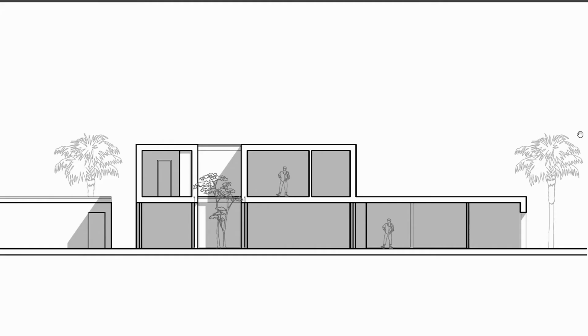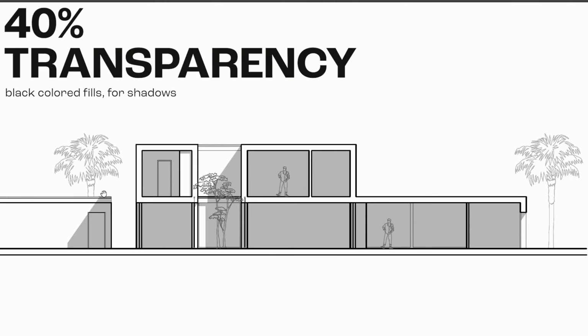You can use them for materials or shadows. Shadows help a lot in an elevation and section, which we're going to get to in the next video probably. But I use them at 40% transparency with color black, and that just gives some sense of depth, and it's a lot easier to read when you see that.